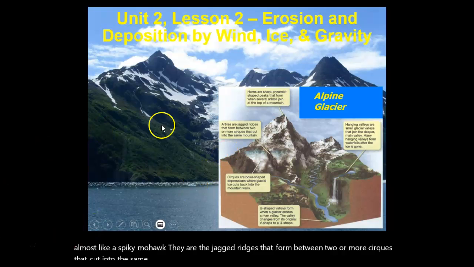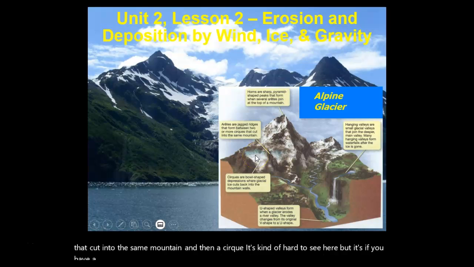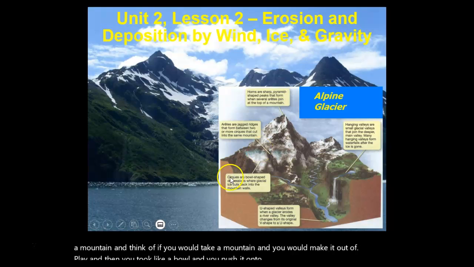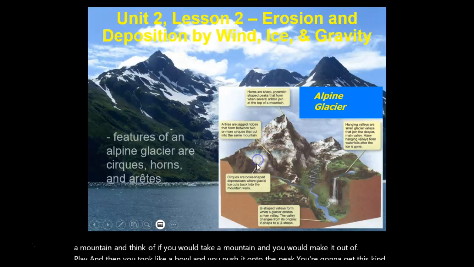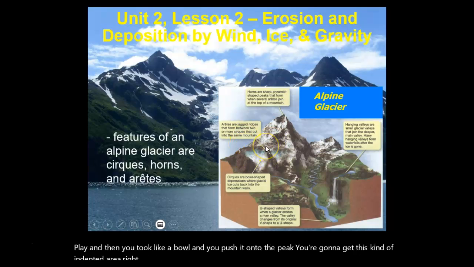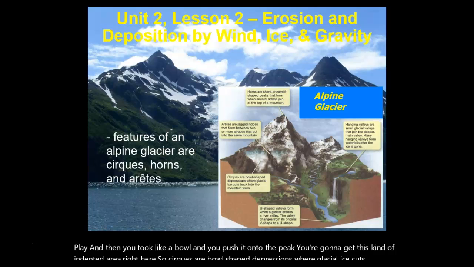And then a cirque, it's kind of hard to see here, but if you take a mountain and make it out of clay, and then you took a bowl and pushed it onto the peak, you're going to get this kind of indented area right here. So cirques are bowl-shaped depressions where glacial ice cuts back into the mountain walls.